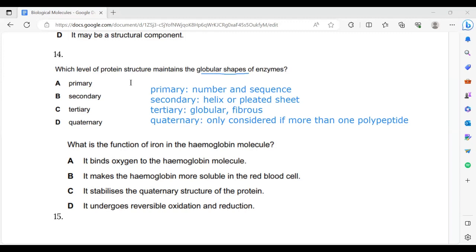And the quaternary structure is only considered if there is more than one polypeptide involved in making the enzyme. Because enzymes are proteins, all of these apply to enzymes as well. And from this, we can see that the tertiary level of protein structure maintains the globular shape of the enzyme. So our answer will be C.